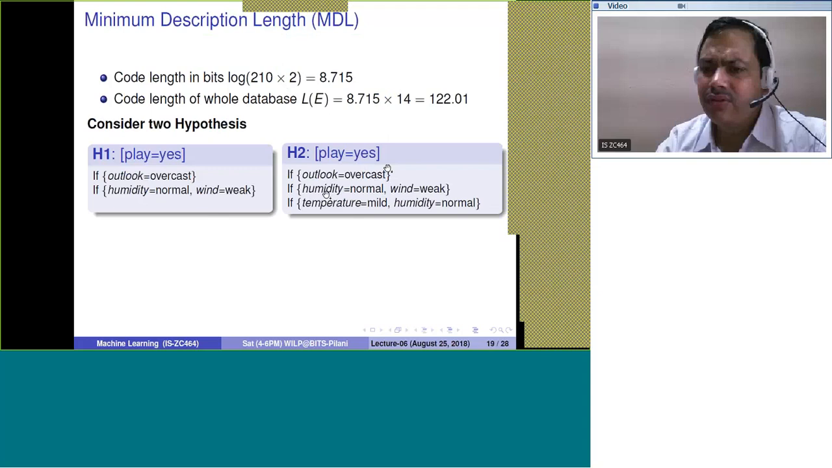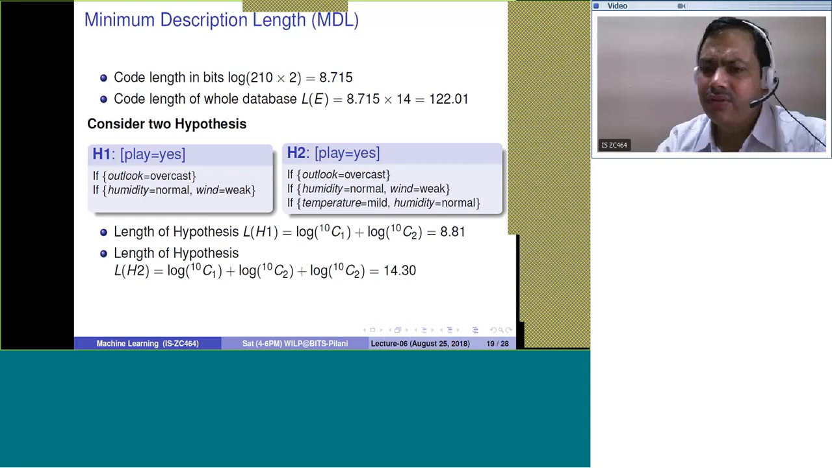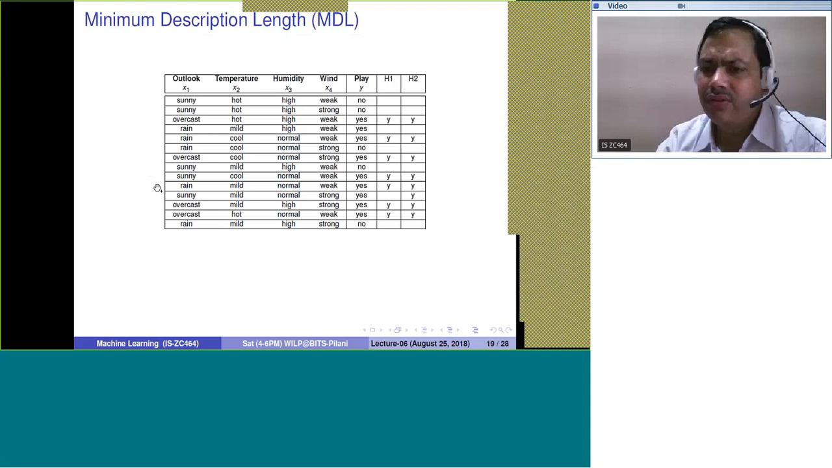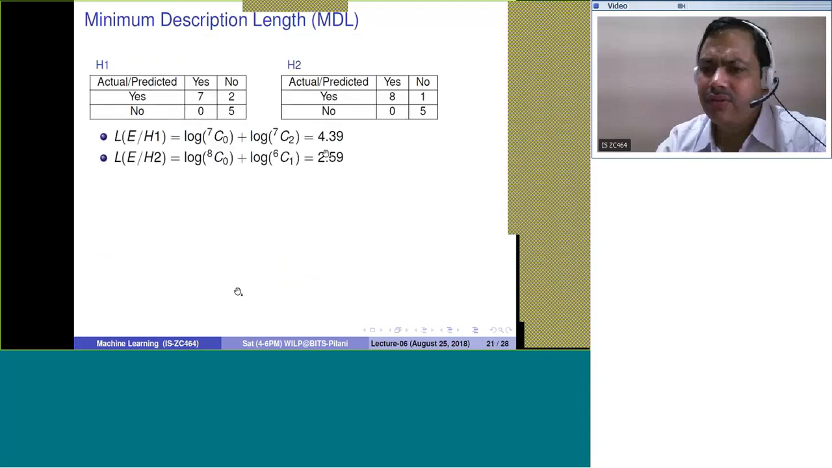Hypothesis 1 has fewer rules, hypothesis 2 has more rules. Therefore, to code hypothesis 2, you need more steps. H2 needs 14.30 bits and H1 needs 8.81 bits. You understand this. But the H1 hypothesis makes more errors. Therefore, to represent the errors, you have to write 4.39 bits of exception, because at the places where it makes errors, you should write so that at those places you can correct the database.